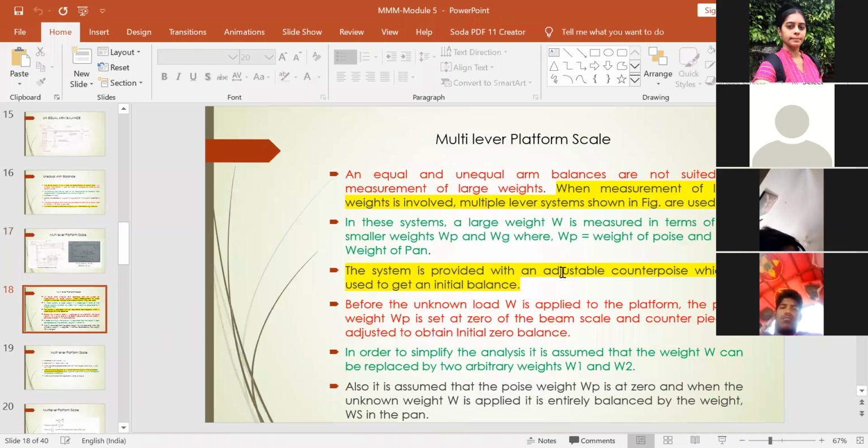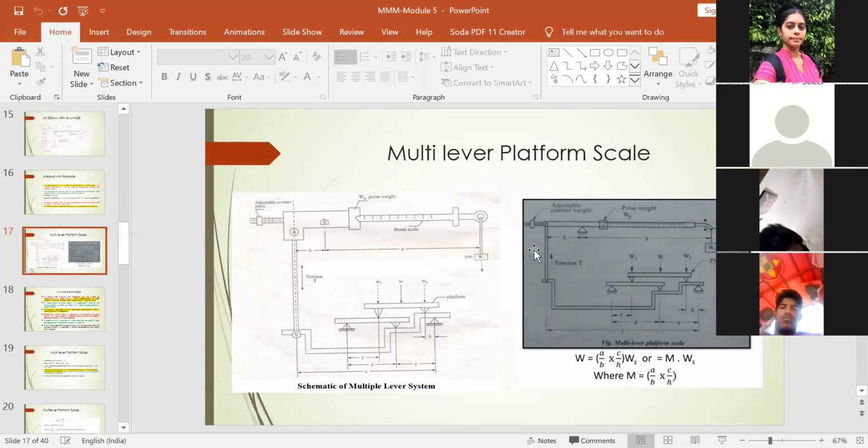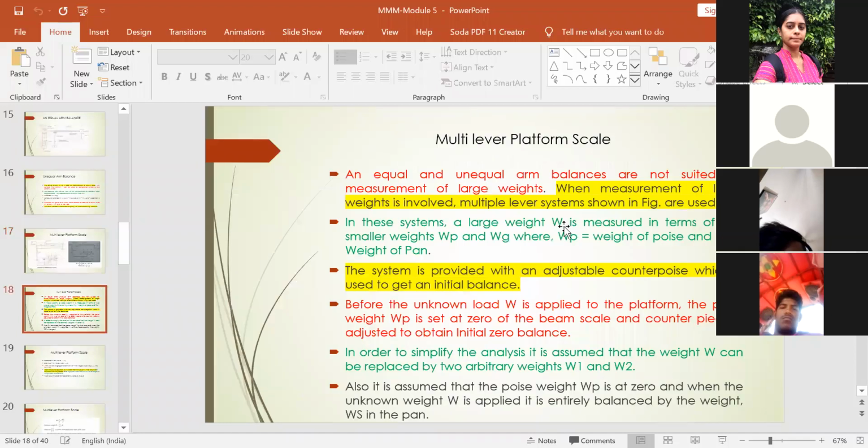The system is provided with an adjustable counterpoise which is used to get the initial balance. I told you already, you have an adjustable counterpoise here, a counterweight associated with the poise weight. This helps in balancing the required arm. Before the unknown load W is applied to the platform, what is to be done? The poise weight WP is set at 0 of the beam scale and the counterpoise is adjusted to obtain the initial zero balance.